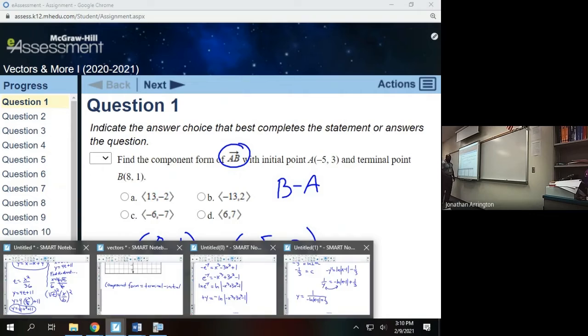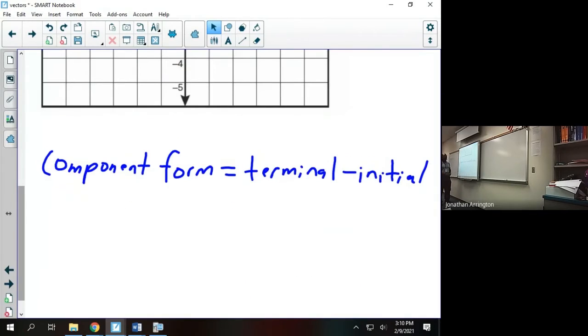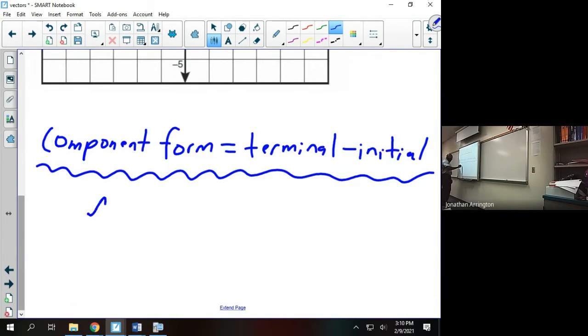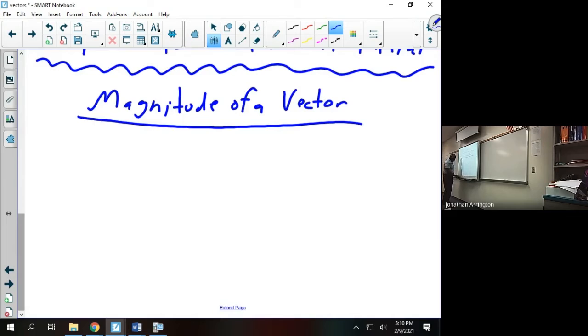Next, I told you a vector consists of 2 things, magnitude and direction. We talk about direction tomorrow. Today, we're going to talk about magnitude. So magnitude of a vector. The notation for the magnitude of a vector, say the magnitude of vector V, is the same notation you use for the absolute value of a scalar number. So it's that same notation.